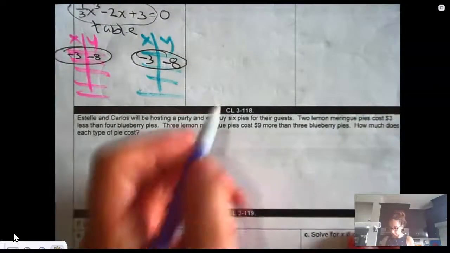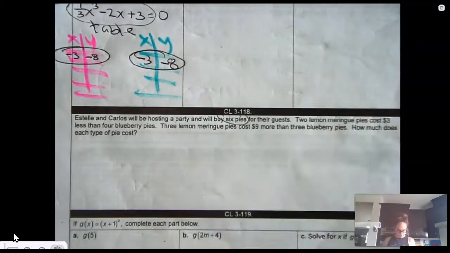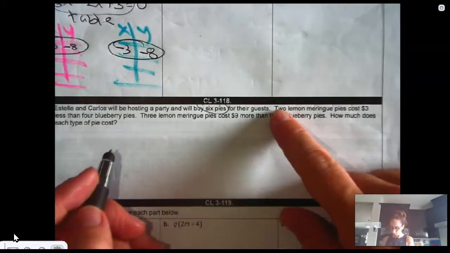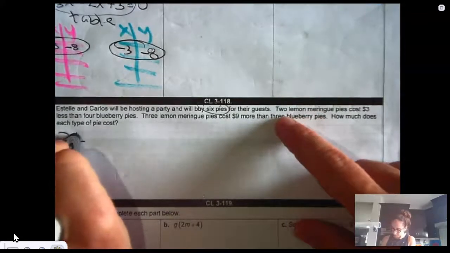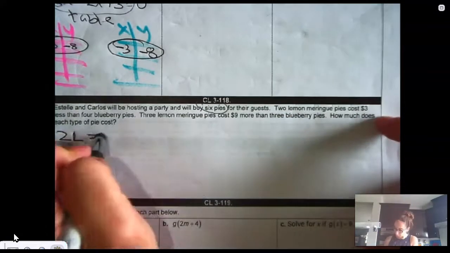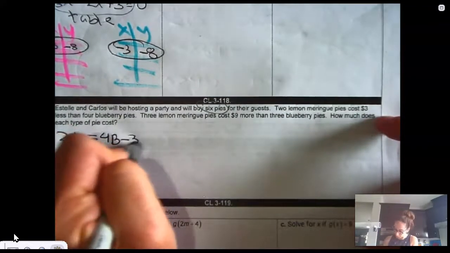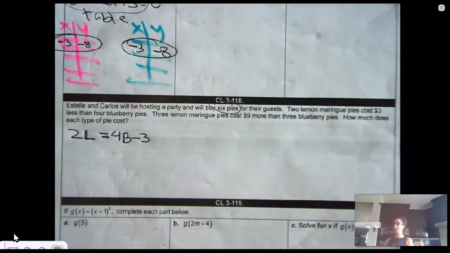Estelle and her friends are going to buy 6 pies for their guests. Great. So there's a total of 6 pies, I guess. So I'm actually just going to do some straight translations. So 2 lemon meringues, I'll write 2, and I'll make an L for lemon. Cost, which means equals, 3 less than 4 blueberry pies. When we're dealing with less, we switch them because it's something less 3. So if I'm 3 years less than you and you're 8, I'm 5 because 8 minus 3 is 5.